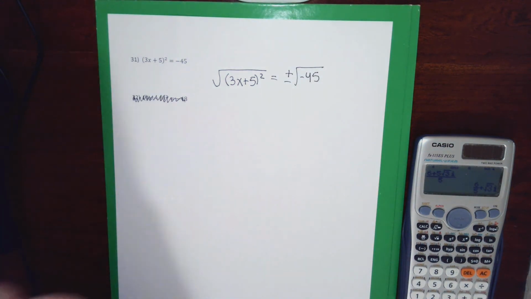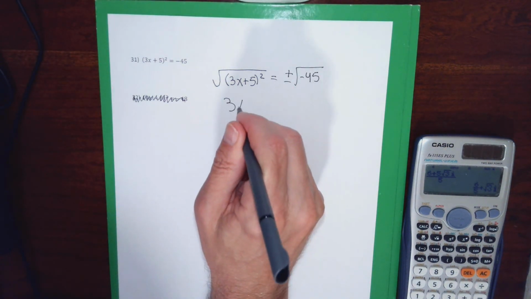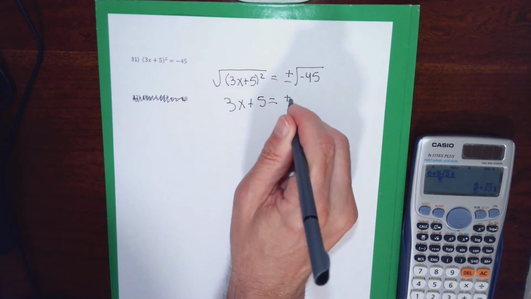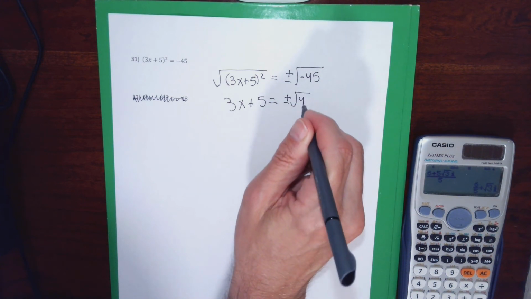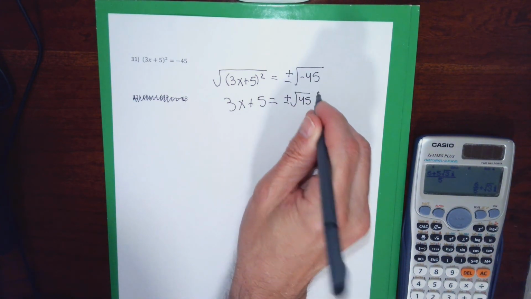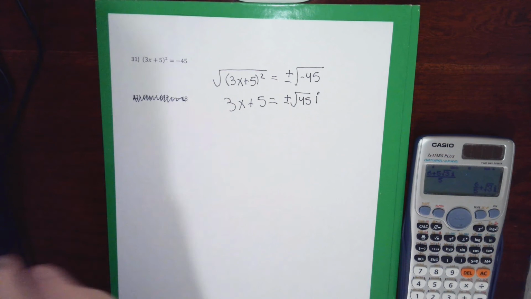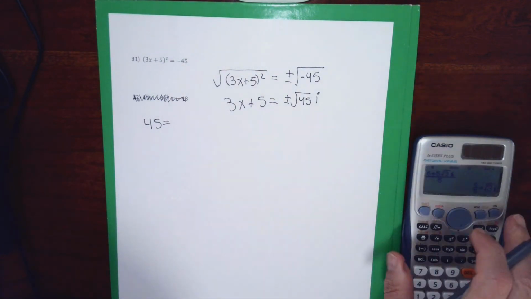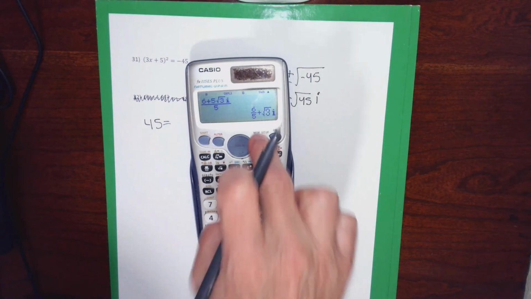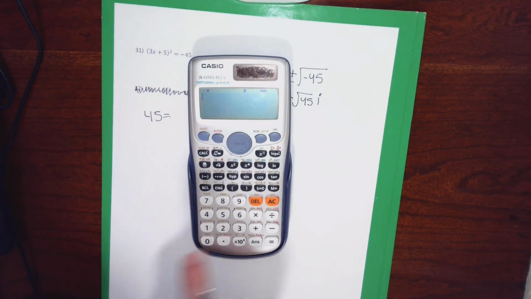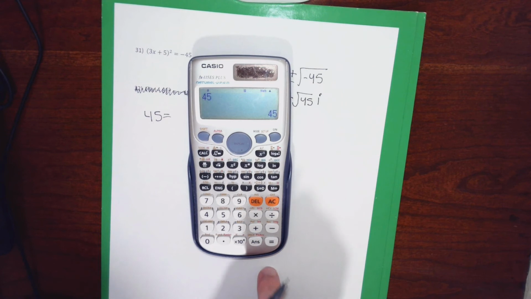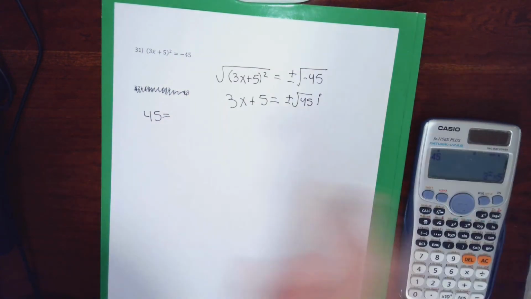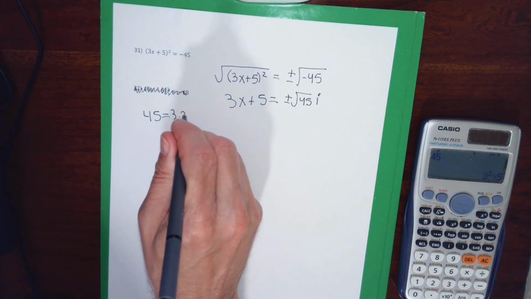Square root plus or minus square root. Left hand side becomes 3x plus 5. Right hand side becomes plus or minus the square root of 45 times i. If I'm in mode 2, I can't do prime factor trees. That's the cruddy thing about the way this calculator was programmed. I guess if I want a prime factor tree, mode 1, 45 equals, shift degrees, minutes, seconds key. I get 3 times 3 times 5.